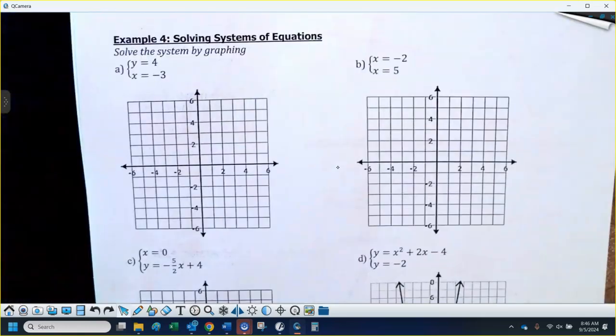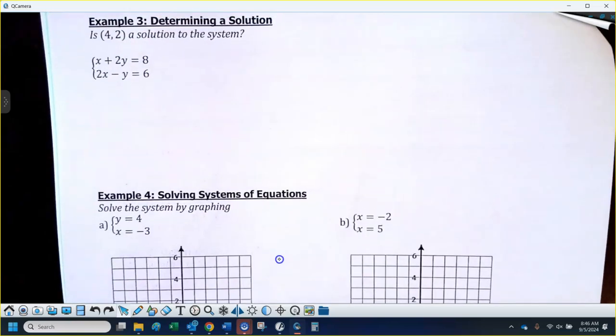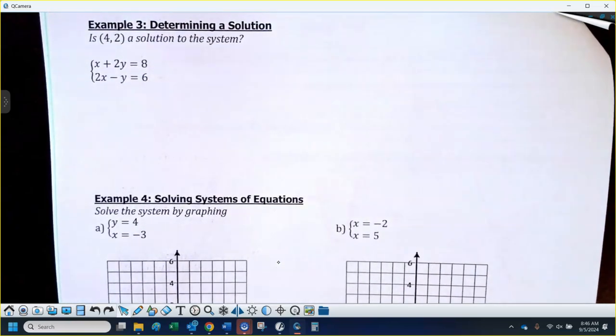Okay. Now, I'm not going to give you a graph on this. I'm just going to ask you this question. Both of these equations are in standard form in the system. It says, is the point (4, 2) a solution to the system? And then it gives me x plus 2y equals 8, and 2x minus y equals 6. Does anybody know, if I don't give you a graph or anything, how could you decide if (4, 2) was the solution to the system? How would I go about doing that?